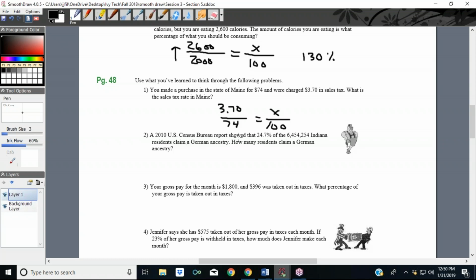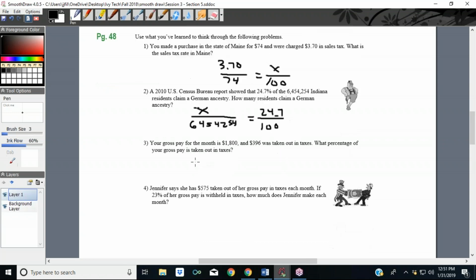In number 2, it says 24.7% of the 6 billion people claim German ancestry. How many residents claim German ancestry? So the 6 million people are going down here, 54 to 54. That represents all of the people in Indiana, 100%. The German ancestry ones are 24.7%. We want to know how many people that is.